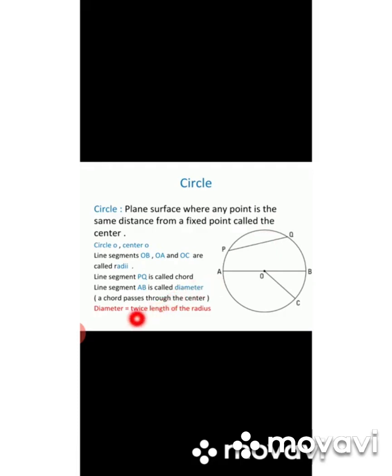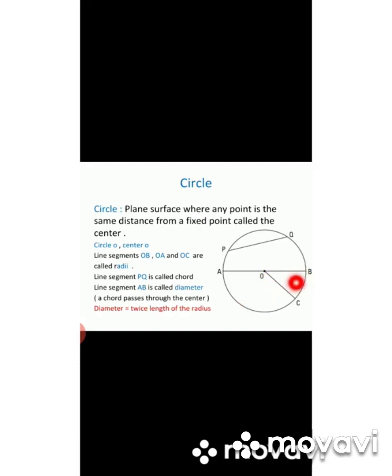Pay attention also. The diameter equals twice the length of the radius. What does it mean? We have OB. OB is called a radius, okay? And the line segment AB is called a diameter. The length of the diameter AB equals double the length of OB.